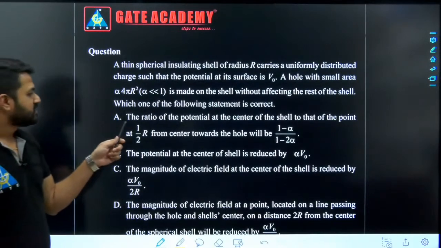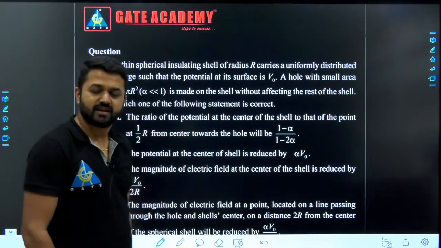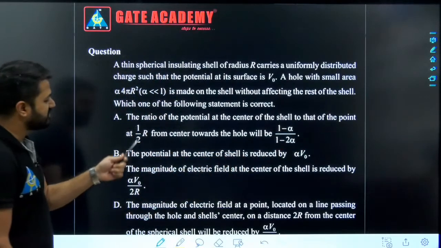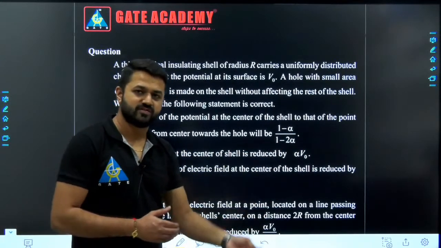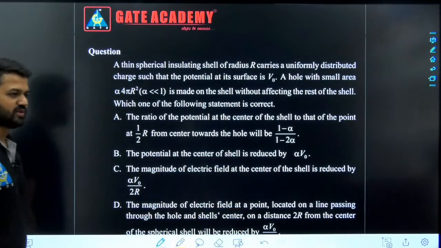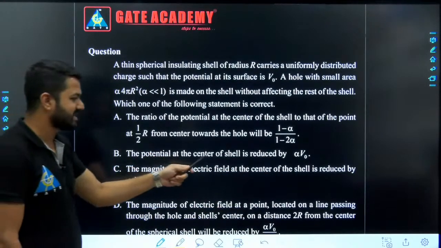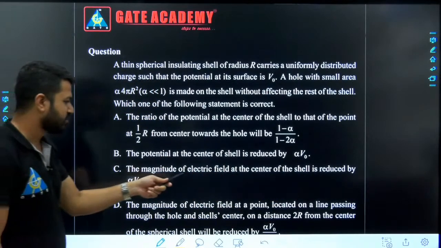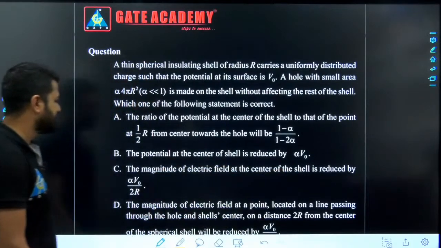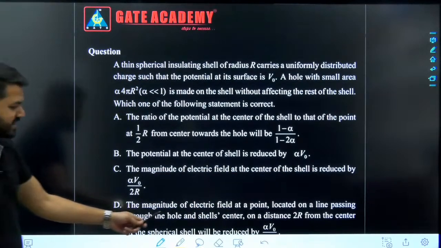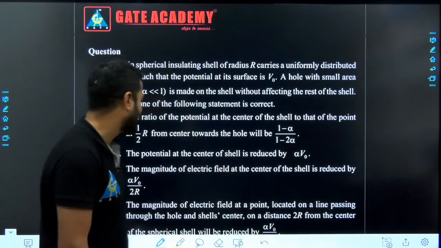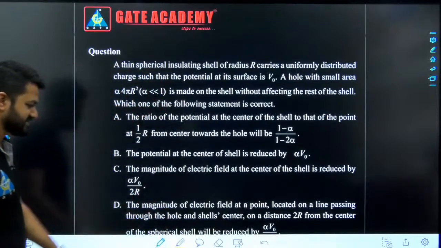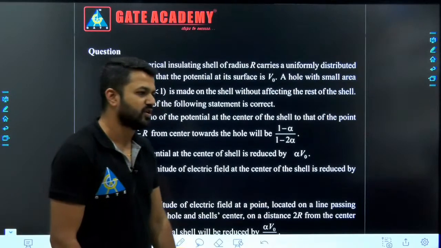That we have to see. Option A: the ratio of the potential at the center of the shell, after making that hole, to that of the point at r by 2 from the center towards the hole will be (1 minus alpha) upon (1 minus 2 alpha). Option B: the potential at the center of the shell is reduced by alpha V naught. Option C: the magnitude of electric field at the center of the shell is reduced by alpha V naught by 2r. Option D: the magnitude of electric field at a point located on a line passing through the hole and the shell center, at a distance 2r from the center of the spherical shell, will be reduced by alpha V naught by 2r.